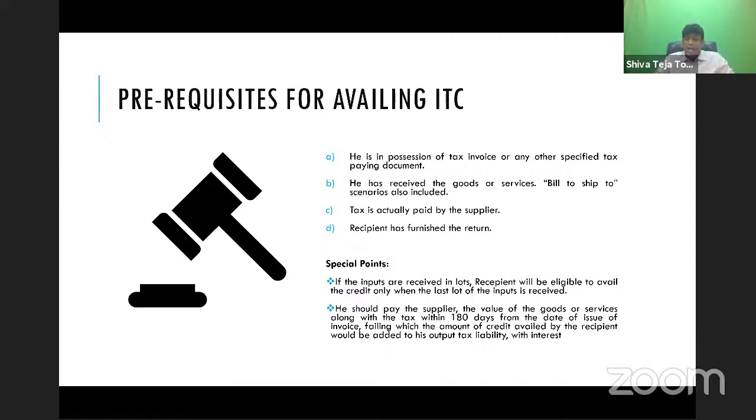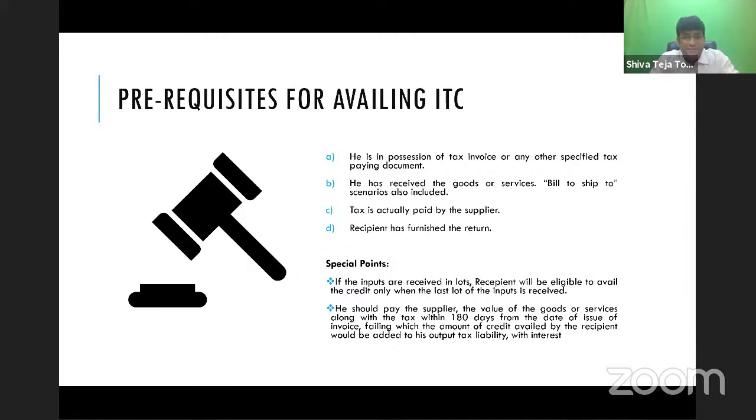That point I'll repeat again. The recipient should definitely make payment to the supplier within 180 days from the date of invoice. If the recipient fails to do so, whatever credit he has enjoyed will be added to the output tax liability along with interest at the rate of 18% per annum.